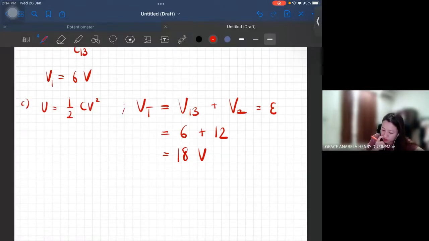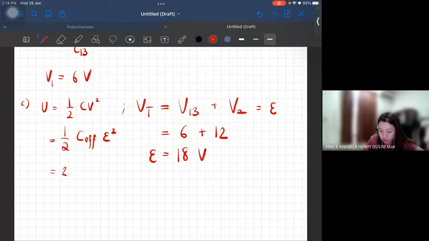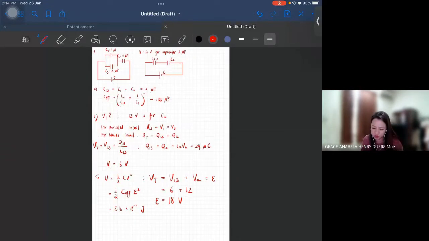So dari sini baru kita boleh substitute. But remember, the C here is the effective capacitance. And then this V is the EMF lah, which is this one, 18 volt. Okay, so substitute all the values and you should get 2.16 times 10 negative 4 joule. Okay?